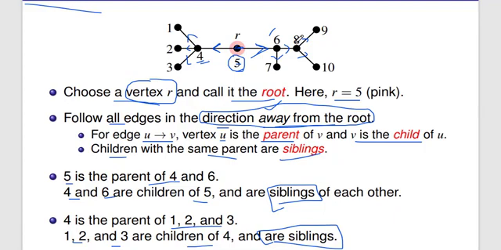And 8 and 7 are children of 6, and 8 and 7 are siblings. Now 9 and 10 are also siblings, because there is only one parent, 8. So this is a rooted tree. First of all we have to call any vertex the root of that graph. Then we make arrows away from the root, and from that we tell whether vertices are parent, child or sibling to each other. This is called a rooted tree.